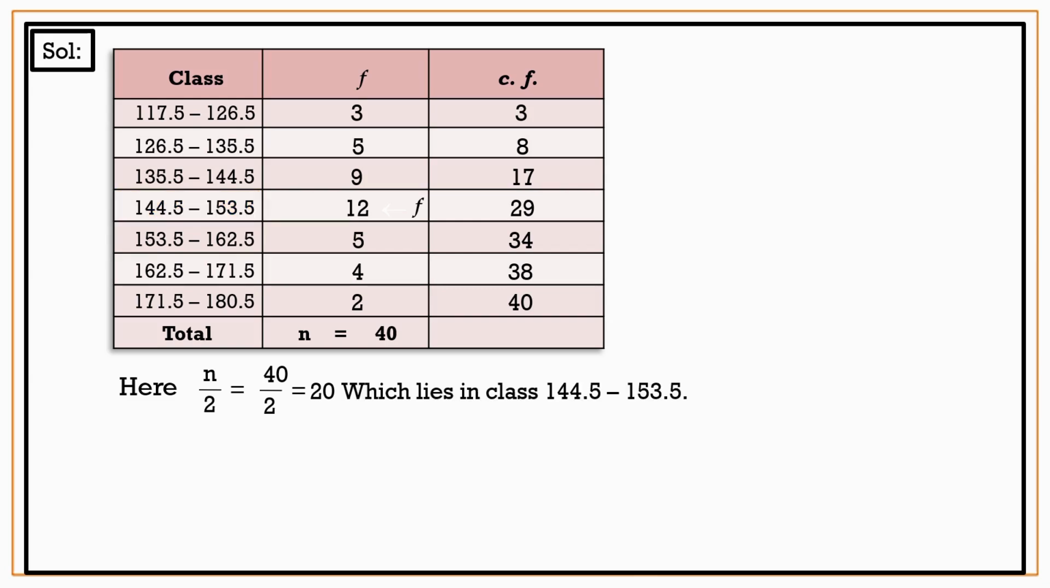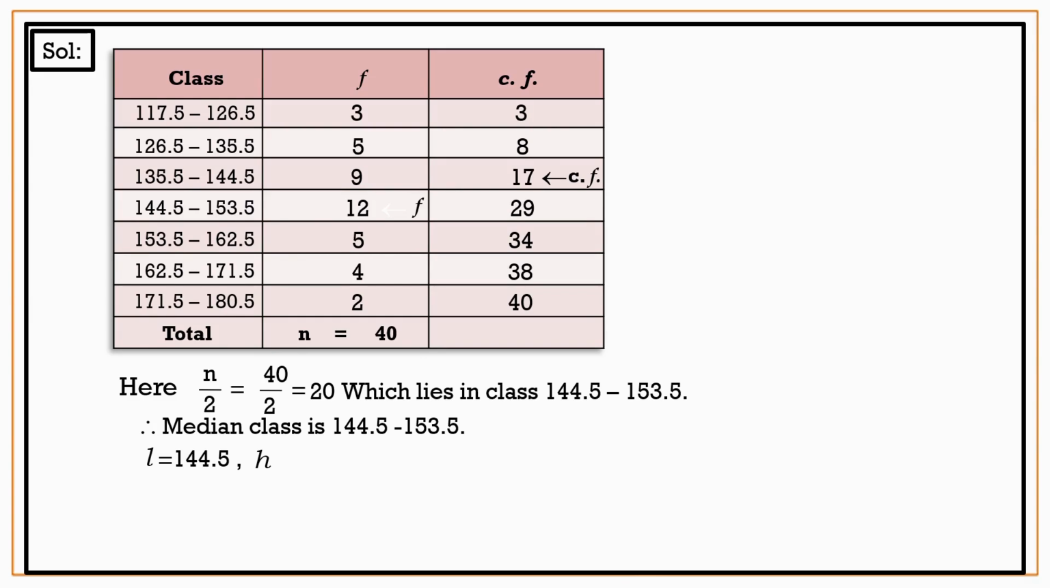Okay. Now, so this 20 lies in class 144.5 to 153.5. So this is the median class. Okay. Now what will be the CF? CF will be just the previous cumulative frequency of the median class. So here it will be 17. Okay. So now, and what is L? L is the lower limit of the median class. So it is 144.5.